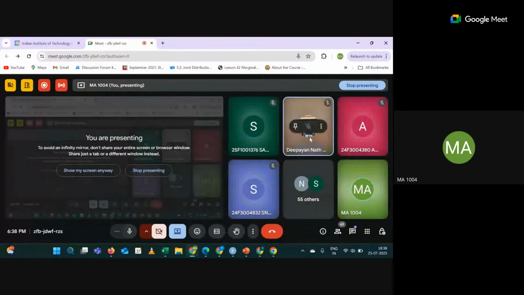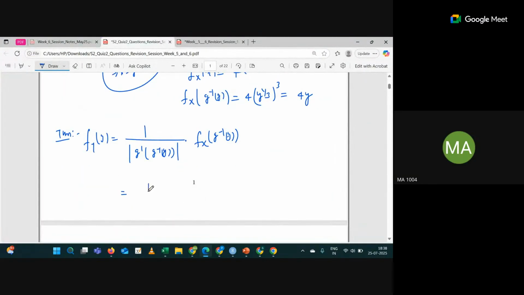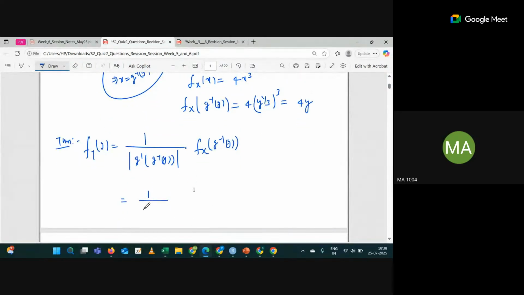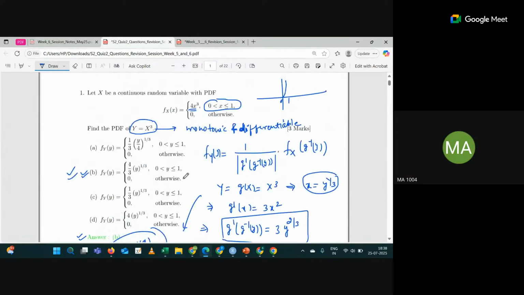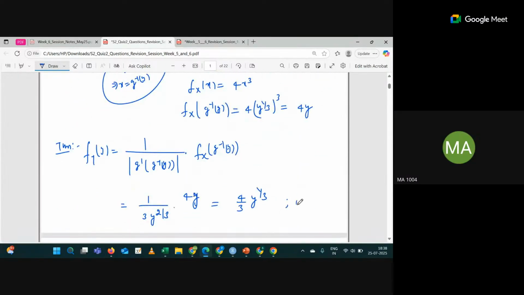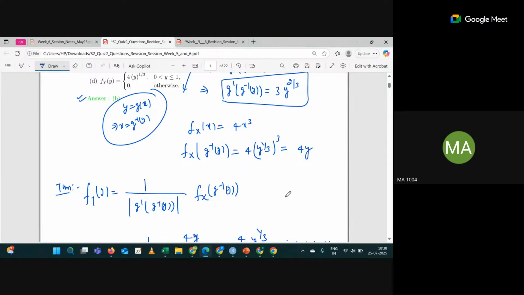So this will be 1 upon 3y raised to power 2 by 3, and this will be 4y, so it is 4 by 3, and y raised to power 1 minus 2 by 3, so basically 1 by 3, right? So option B is correct, and the support will be 0 to 1. Is this clear now? Okay, so you can see you will get the simple answer.